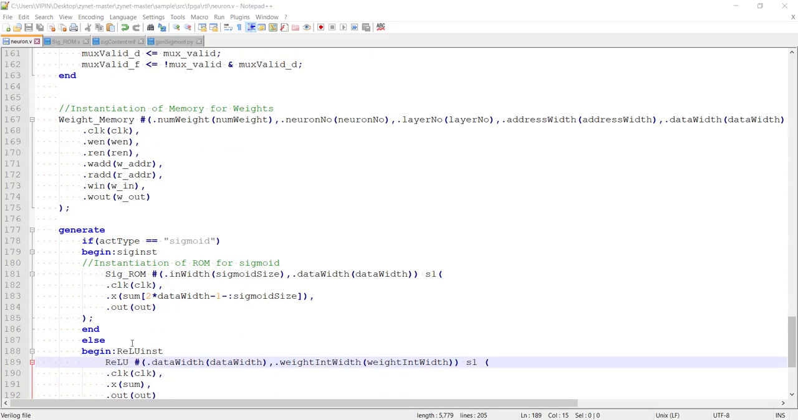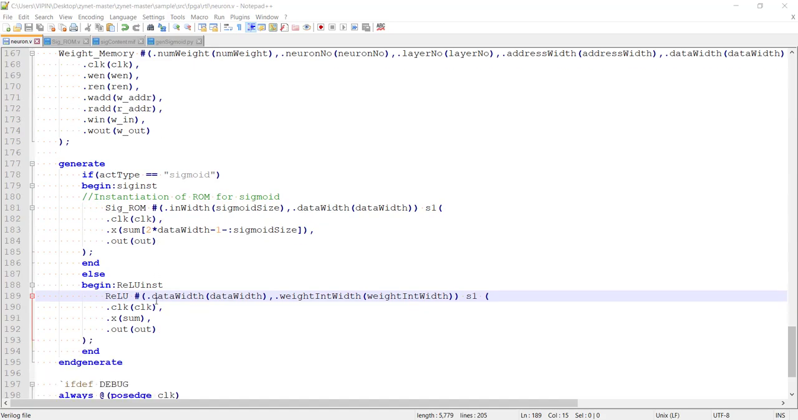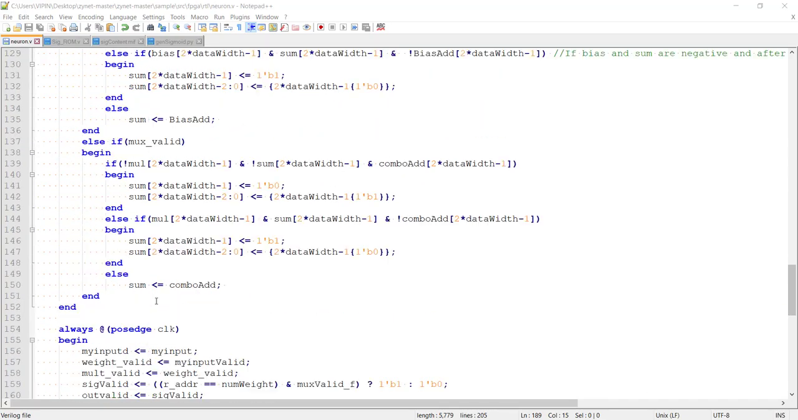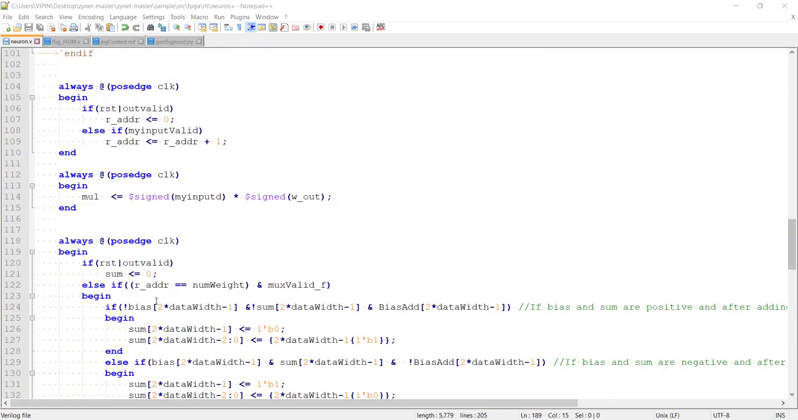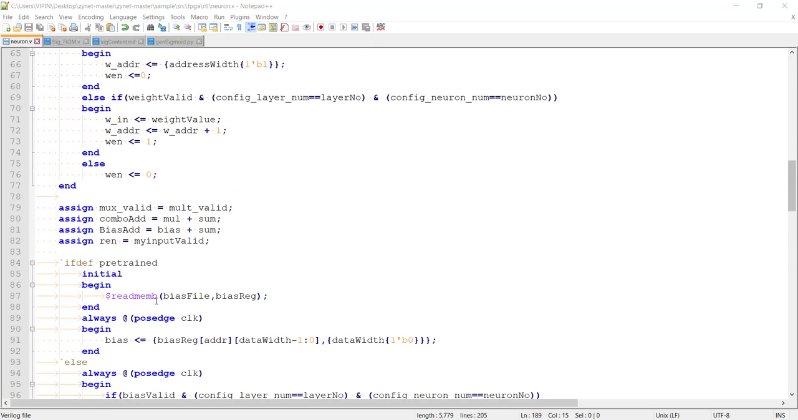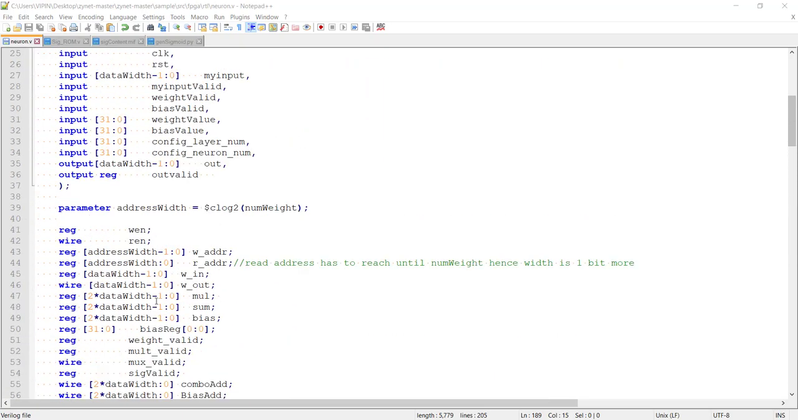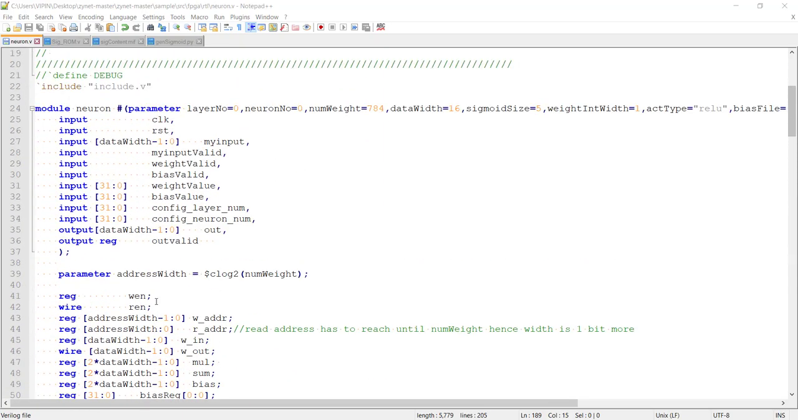Hello all. So in this tutorial, we'll be focusing on the implementation of the activation functions. Before going to those details, I would like to review some of the basics which we will encounter during the implementation, mostly regarding what happens when we multiply two signed binary numbers.